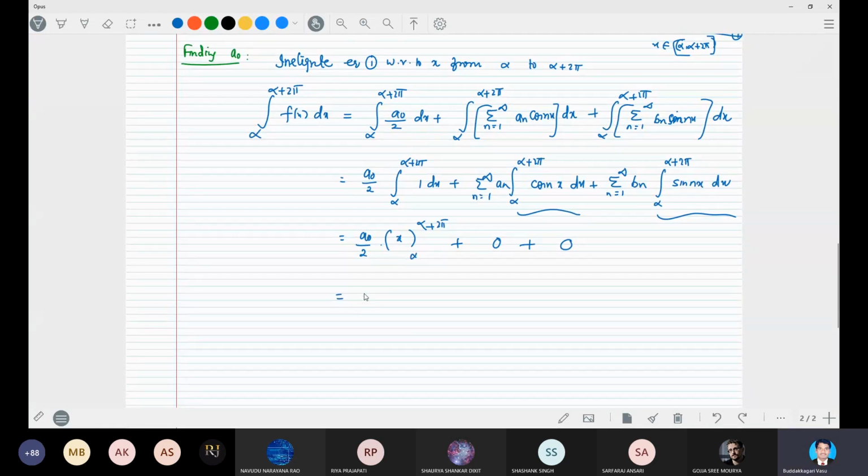This is a0 into pi. Alpha plus 2 pi minus alpha, the 2 gets cancelled, so a0 into pi. Therefore a0 is equal to 1 by pi into the integral from alpha to alpha plus 2 pi of f(x) dx. So we have only a function f(x), and from that the coefficient can be determined.